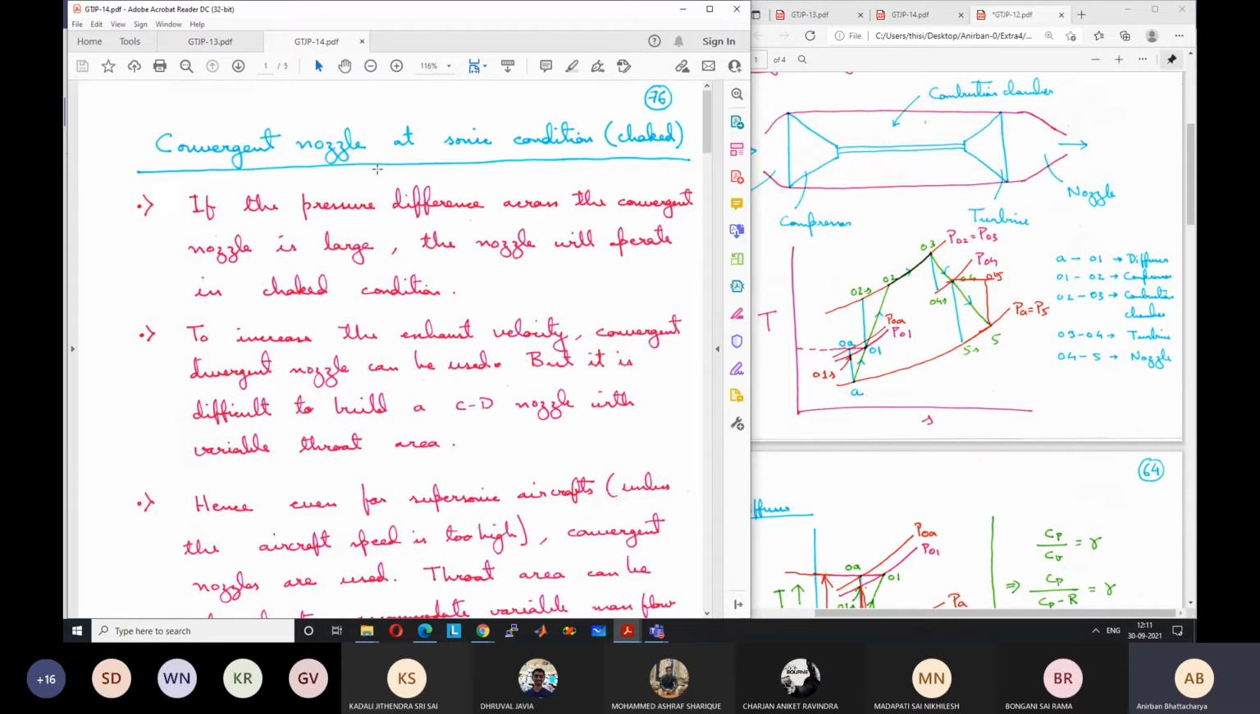Now, how much will be the velocity at the exit? It will depend on the pressure ratio. So if I consider a typical nozzle.